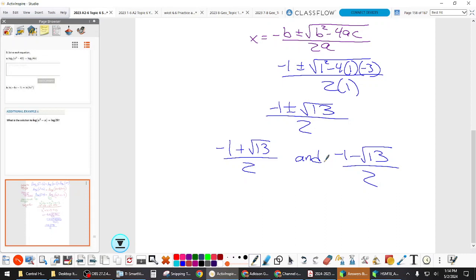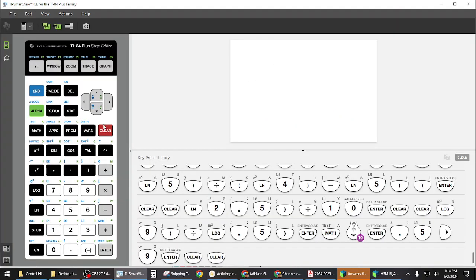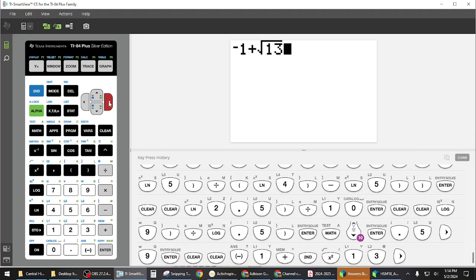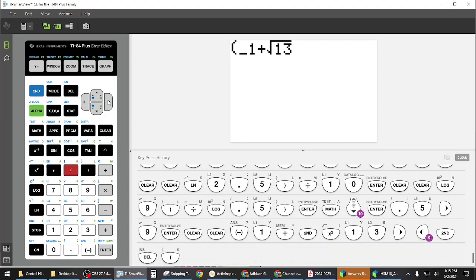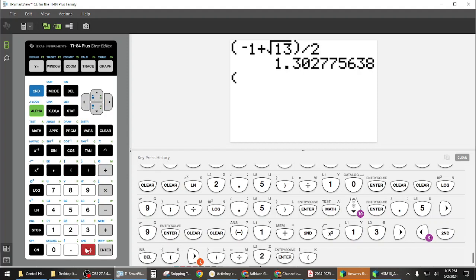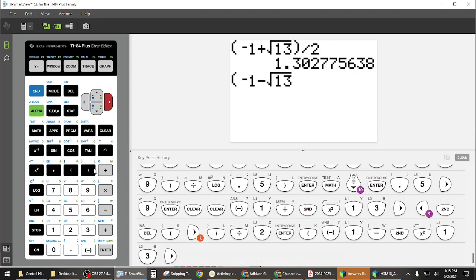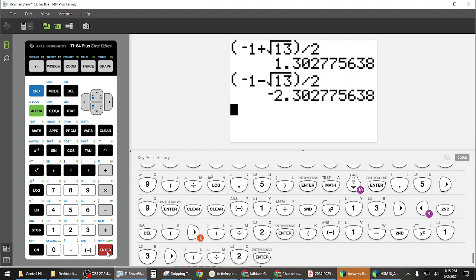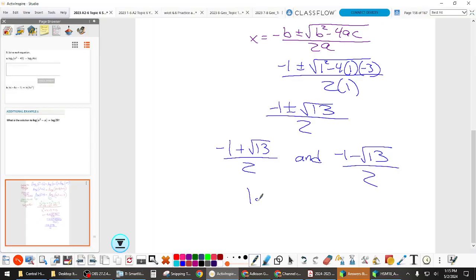Yeah, I would just go get a decimal for both and then plug them back in. So negative 1 plus square root of 13, and then you need parentheses around that. Don't forget to put parentheses around your whole numerator, divided by 2. And then negative 1 minus square root of 13 divided by 2. Okay, so our two answers are 1.3 and negative 2.3.